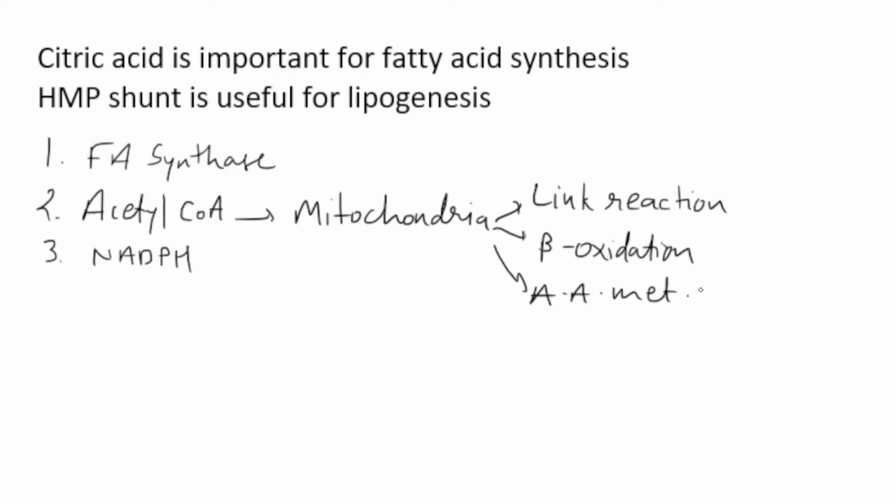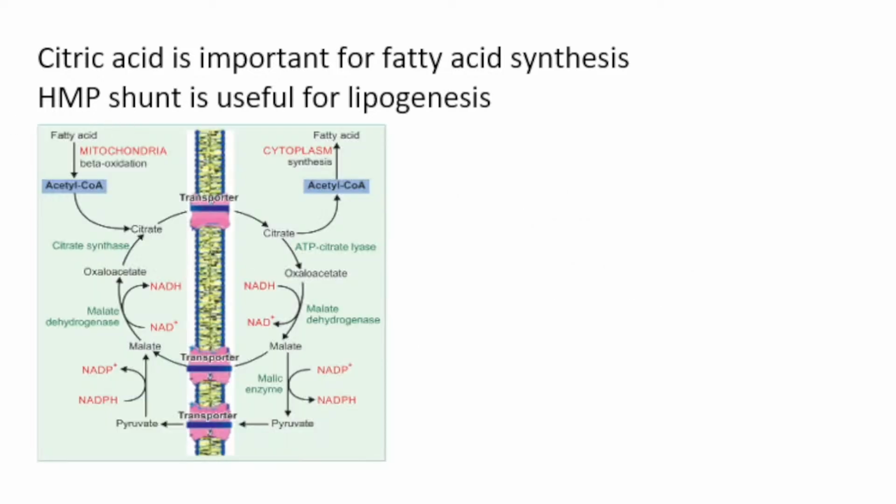However, this acetyl coenzyme A is in mitochondria. And fatty acid synthesis occurs in cytoplasm. So this acetyl coenzyme A has to be transported to cytoplasm. So here comes the role of citric acid. Citric acid helps in transportation of acetyl coenzyme A from mitochondria to cytoplasm, as acetyl coenzyme A is impermeable to mitochondrial membrane.